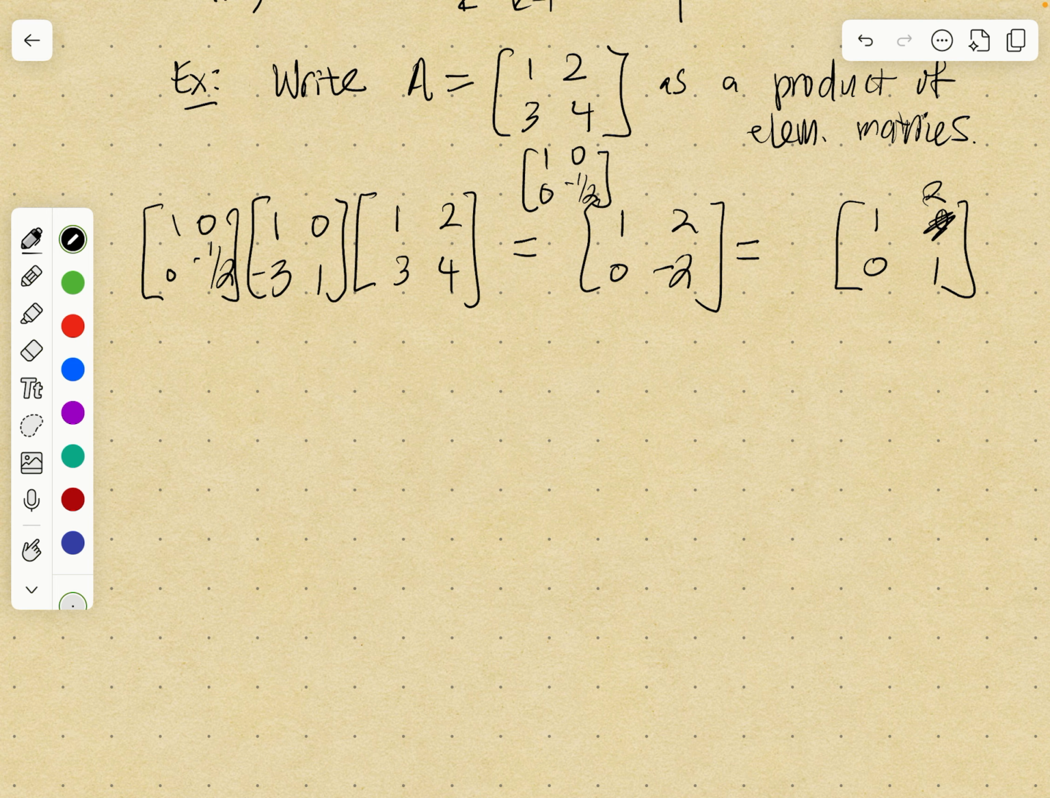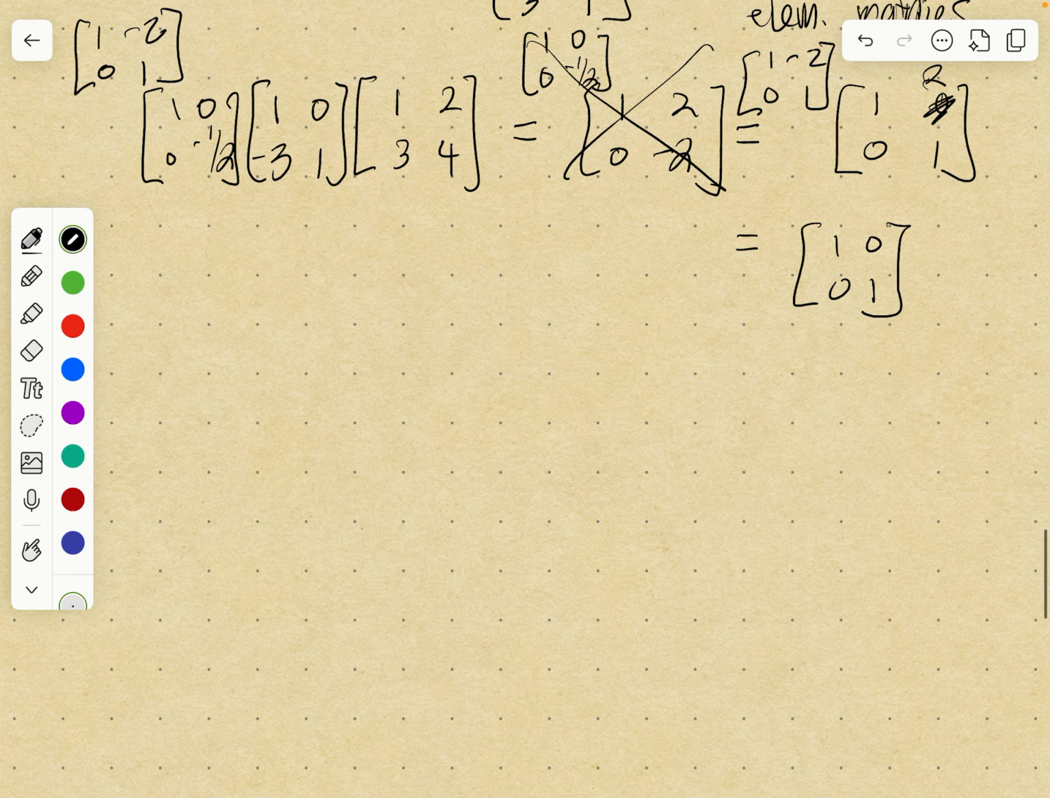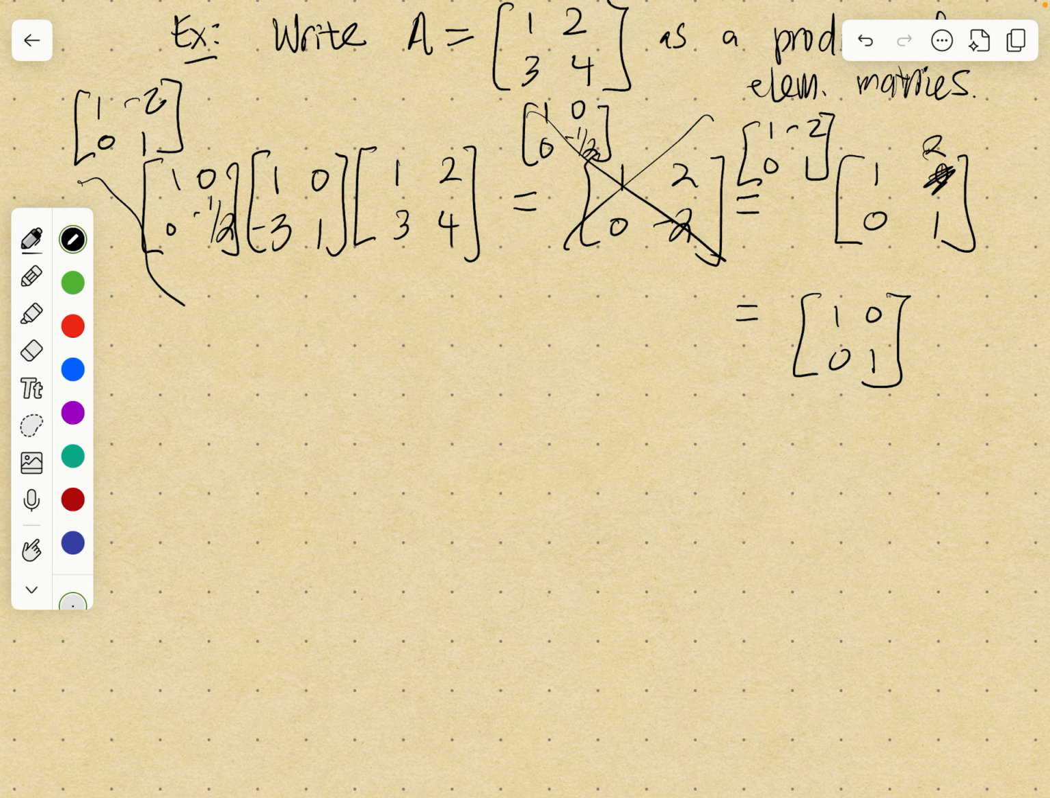So I need to multiply by, so let's get rid of this now. If I multiply by the corresponding elementary matrix, row 1 goes to row 1 minus 2 row 2, that's going to be this matrix. And if I do this, I do get the identity matrix. And so I have these three matrices. When you multiply it by A, you get the identity matrix.